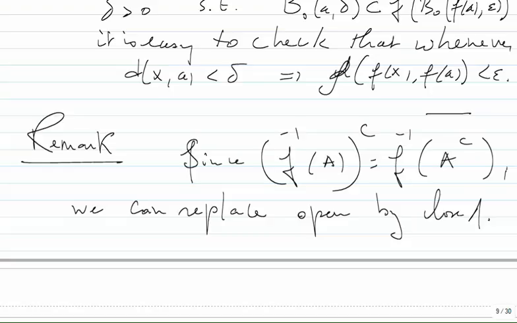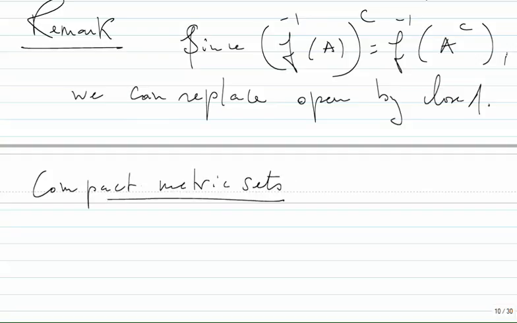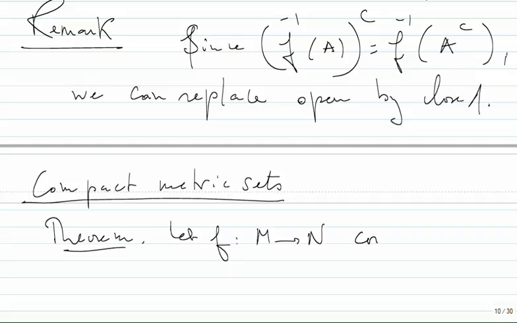The case of direct image, as we did on the real line, gives us a beautiful result: the case of compact sets. So now, compact metric sets. In the case of compact metric sets, we have some beautiful results. The first one is a theorem. What was not true for closed and open sets is true for compact sets. Let f be from M into N, continuous.